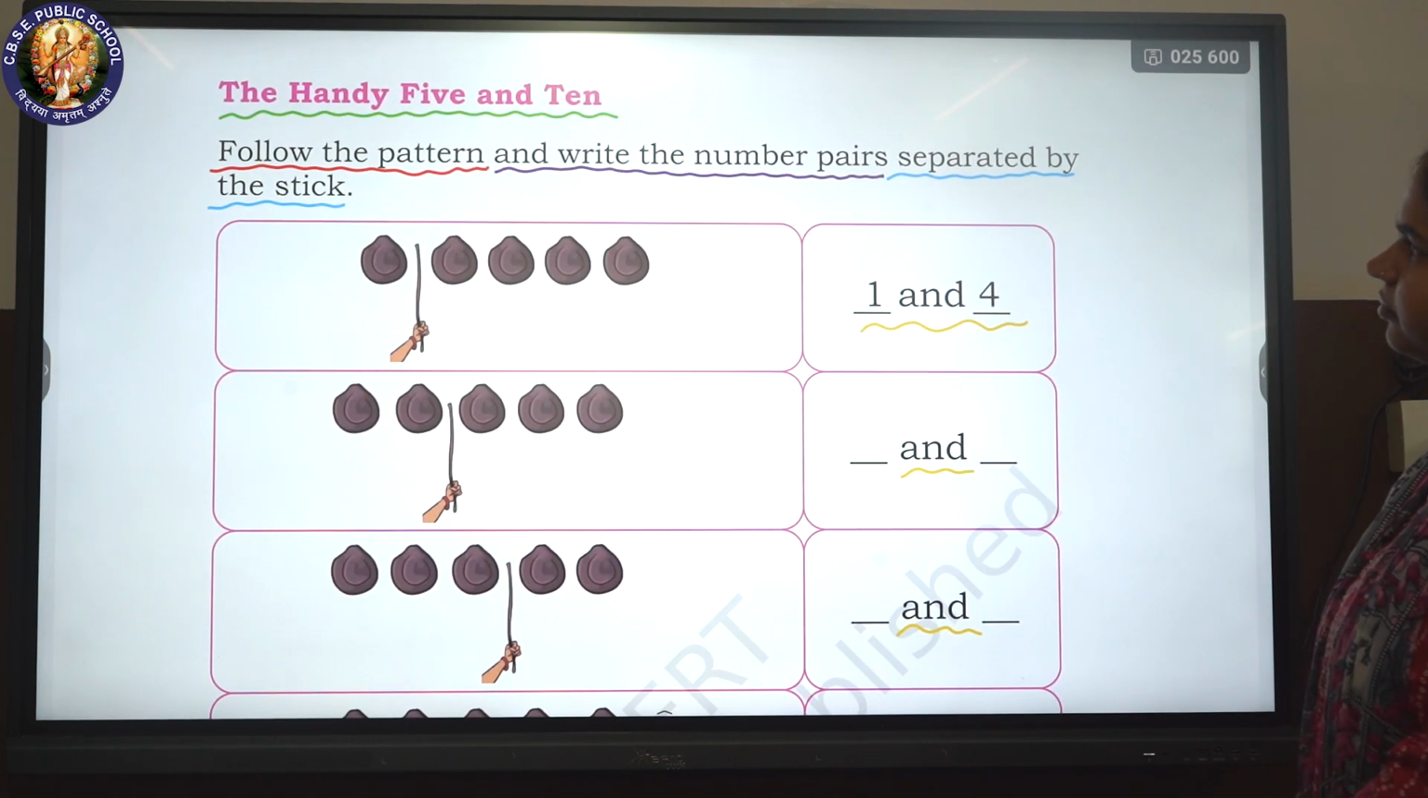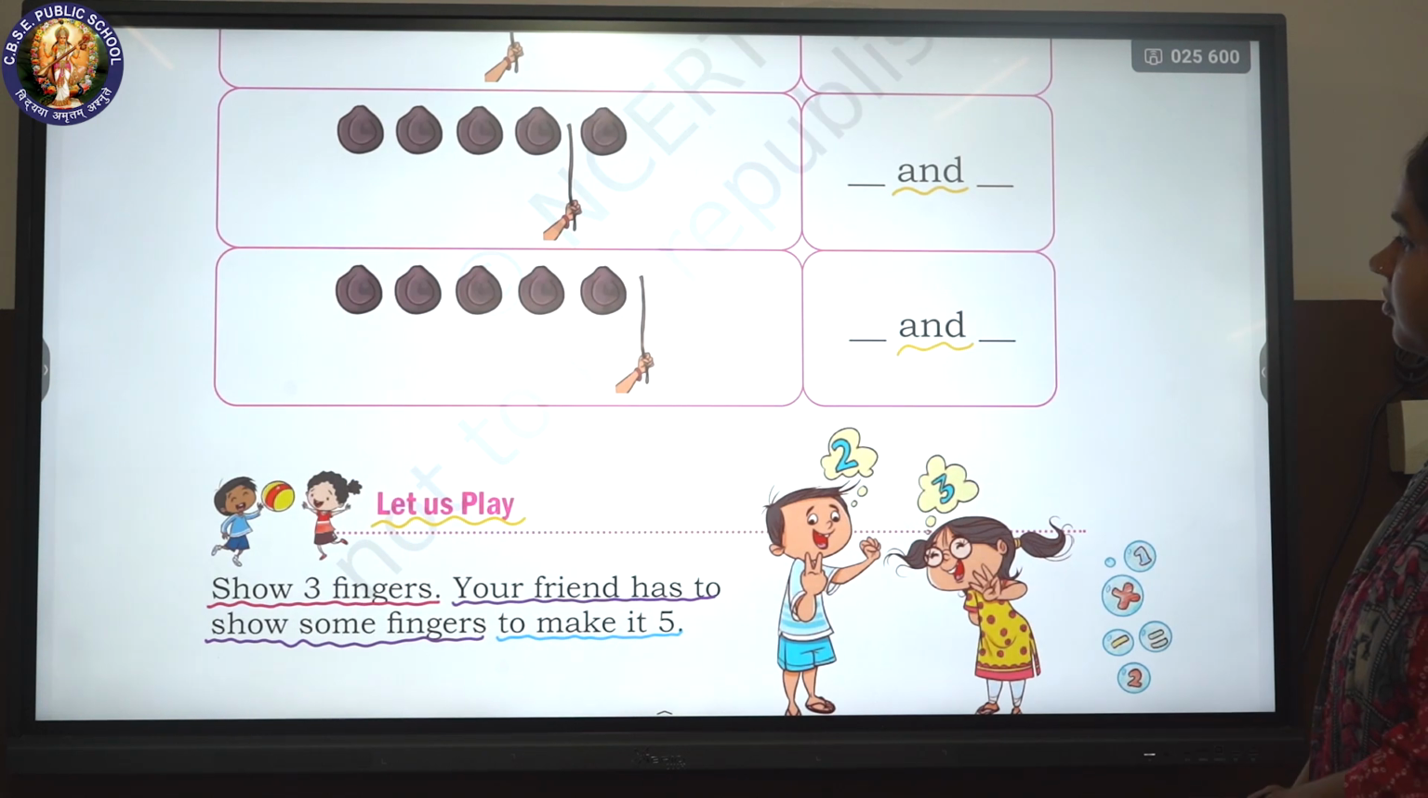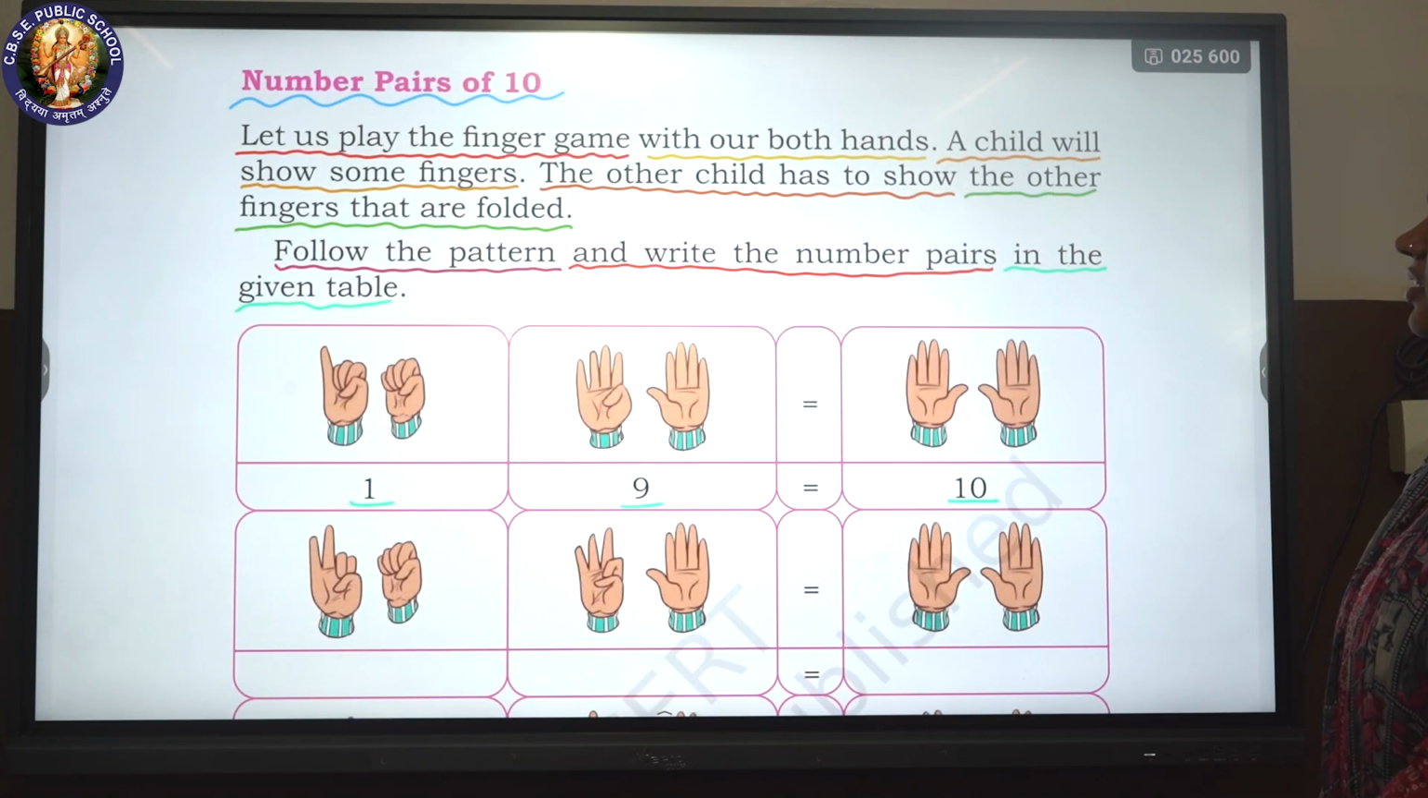Follow the pattern and write the number pairs separated by the stick. 1 and 4. Blank and blank. Blank and blank. Blank and blank. Let us play. Show 3 fingers. Your friend has to show some fingers to make it 5. Number pairs of 10.